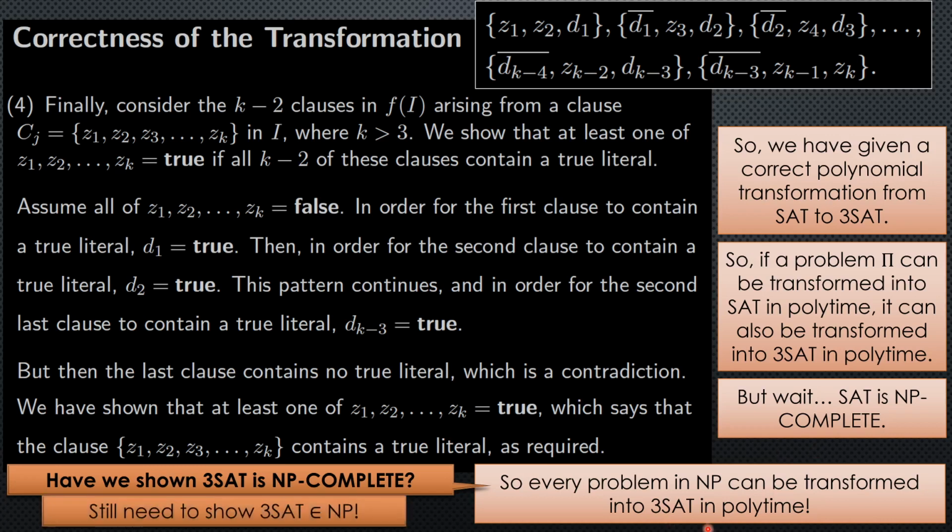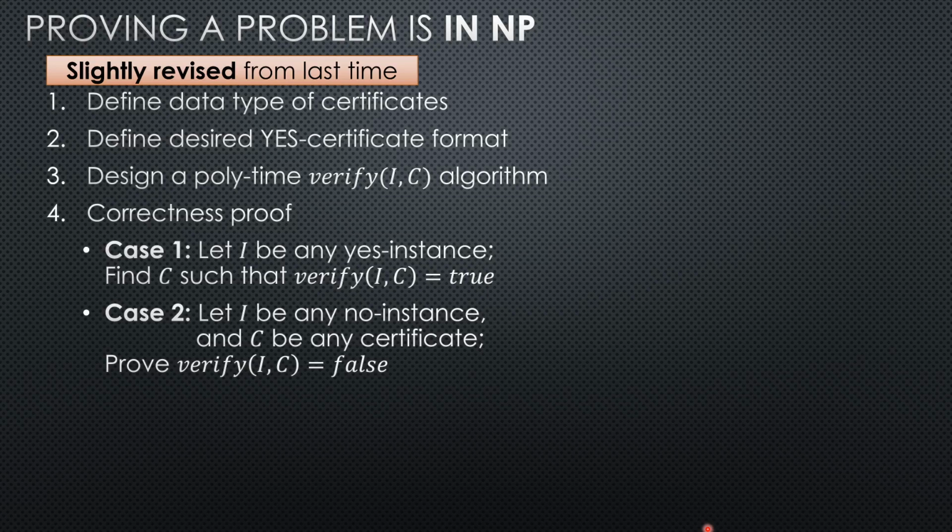Okay, so I could just tell you that 3SAT's in NP and you could believe me. And if you feel confident enough about showing that things are in NP, then you don't necessarily need to watch what I'm about to show you, although the way that I'm going to do this is slightly revised from last time, just to make it a little bit clearer. From last time I did this, I think I did it for Hamiltonian cycle, and before that for subset sum. This hopefully should be slightly clearer. So let's prove that 3SAT is in NP.